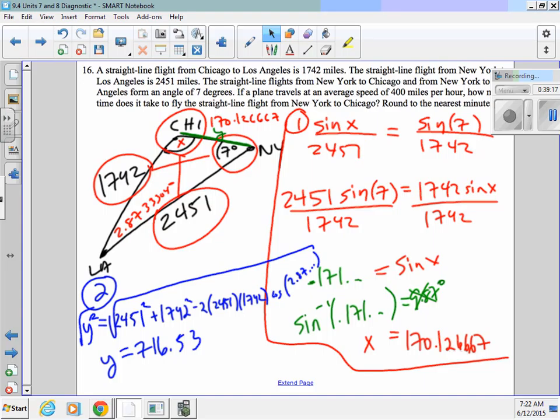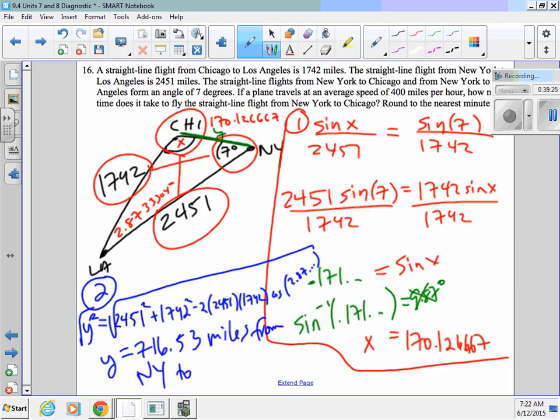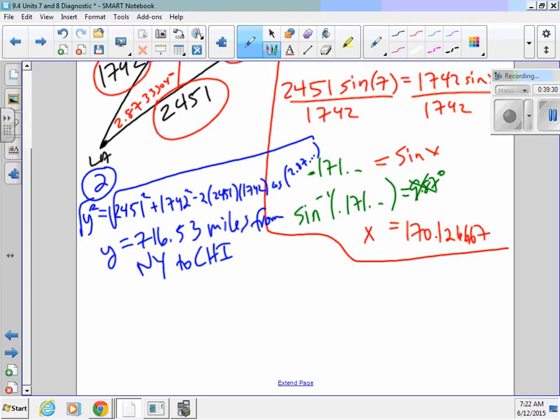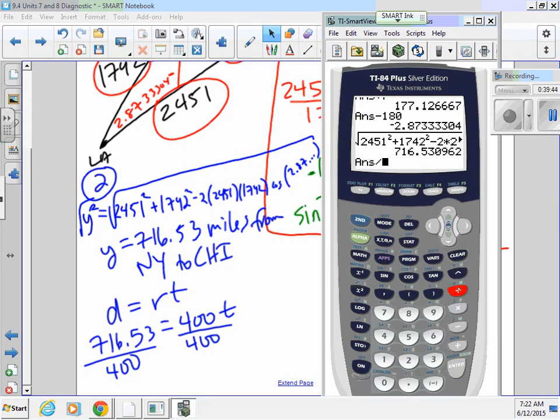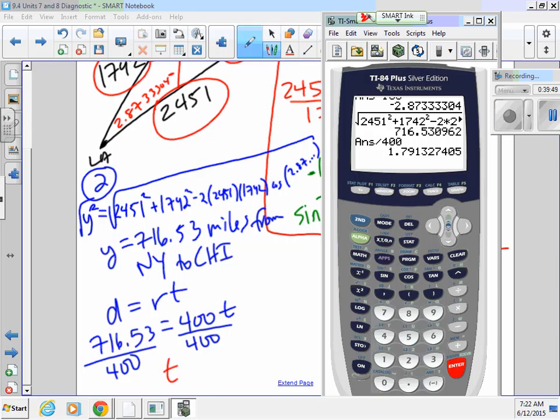And I'm going at 400 miles per hour. So this is miles from New York to Chicago. So now how am I going to convert that? My distance is rate times time. Distance is 716.53 or so. The rate is 400 miles per hour times time. So I can divide this by 400. 716 divided by 400, and I get 1.79 hours or so.